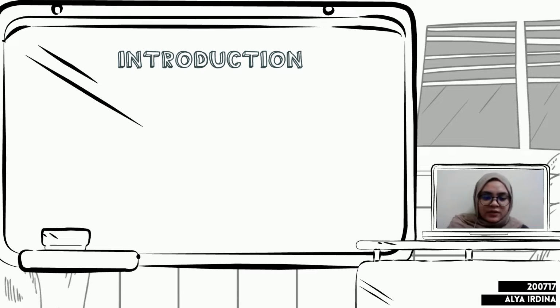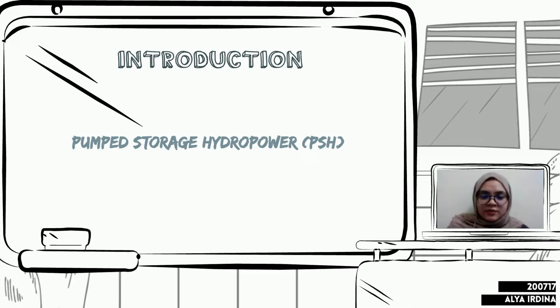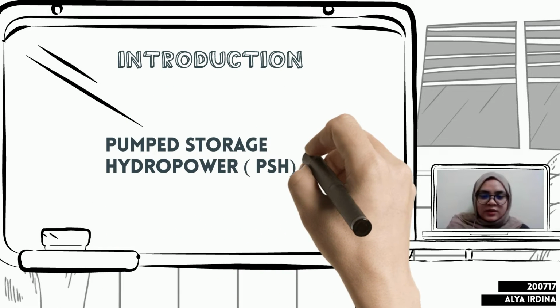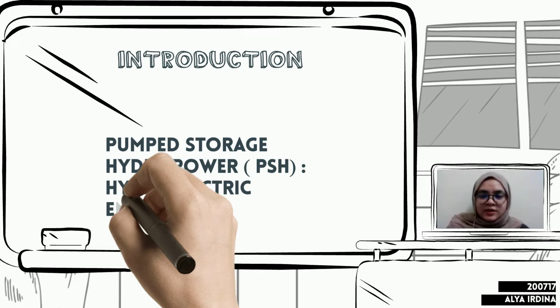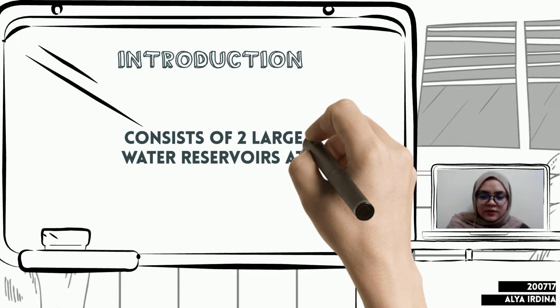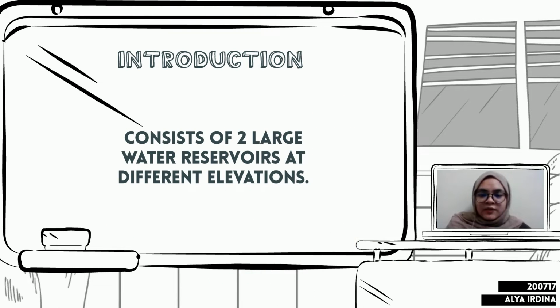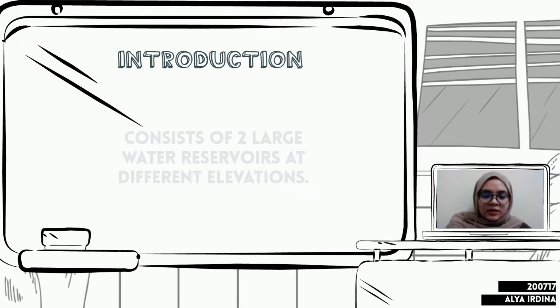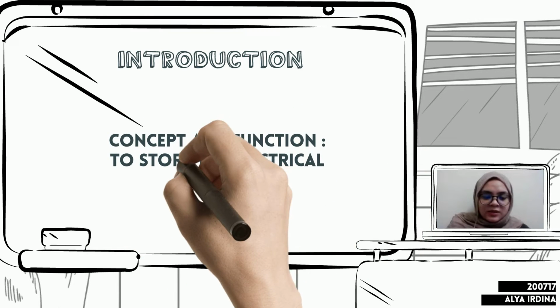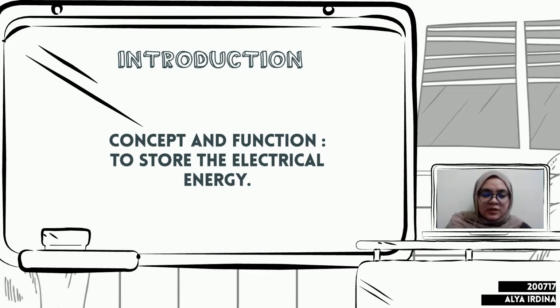We are going to present about the Renewable Energy Control System, Pumped Storage Hydropower, PSH. So what is PSH? PSH is known as Hydroelectric Energy Storage. It consists of two large water reservoirs at different heights from each other. The concept and function of this PSH is to store electrical energy in terms of gravitational potential energy of water on a big scale.